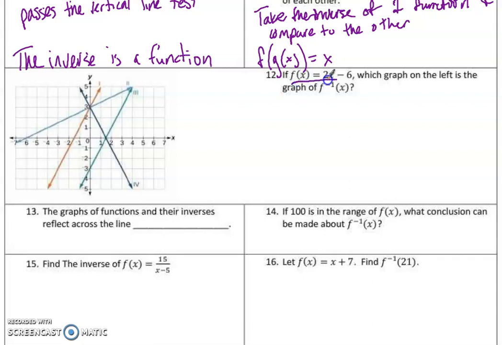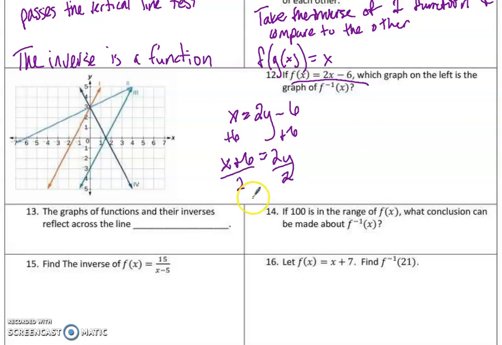So let's start by taking this equation and let's find the inverse. x equals 2y minus 6. Let's isolate y, so I'm going to add 6. x plus 6 equals 2y. Divide everything by 2. So that's the same thing as the f inverse of x equals 1/2 x plus 3.